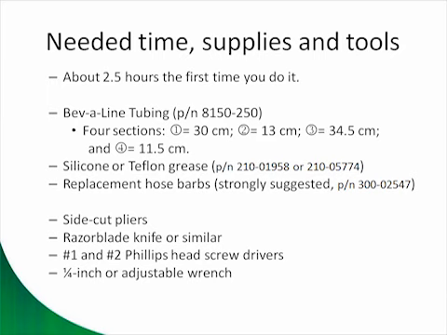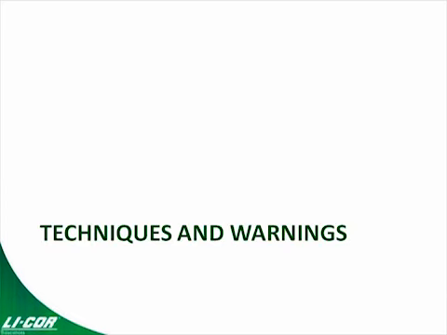The tools that you'll need are a pair of side cut pliers, a razor blade knife or similar to cut the tubing, a couple of screwdrivers, the Phillips head screwdrivers, and a 1/4 inch or adjustable wrench to remove any damaged hose barbs. Before we start, we need to cover a few techniques and a couple of warnings to make the modifications easier.